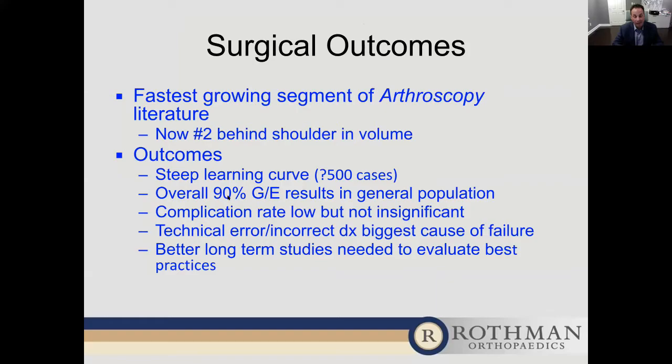Overall, the results are good to excellent about 90% of the time in the general population. There are significant complications, but they are low, but not insignificant. Technical error or incorrect diagnosis seems to be the biggest cause of failure, and that's something people in the hip arthroscopy world are really trying to work on to improve. And we need to get longer term studies because, again, these have only been really done for about the last 15 years. So we really need to work on trying to get more long-term data for this subset of patients.